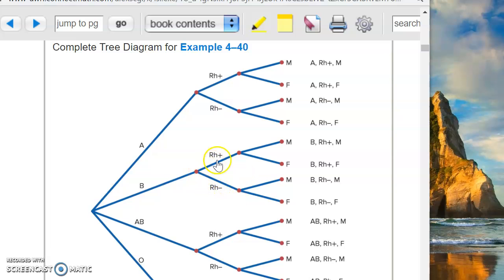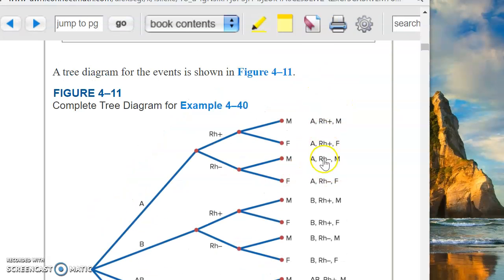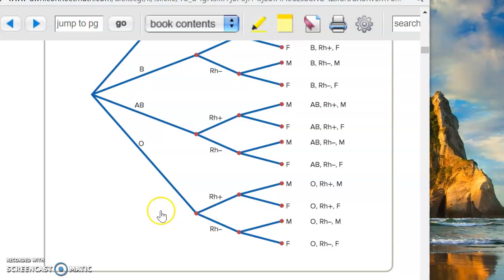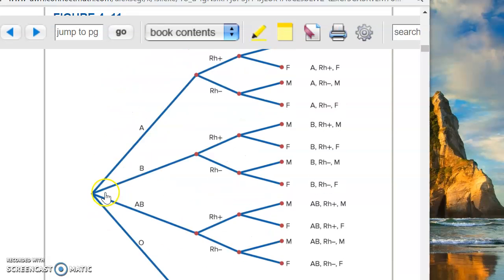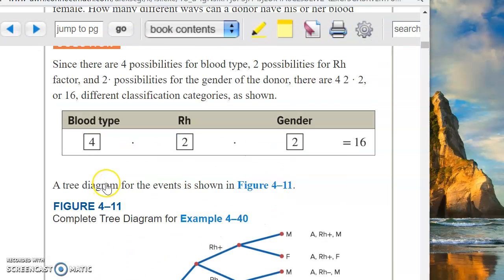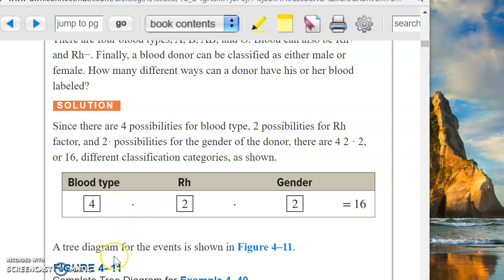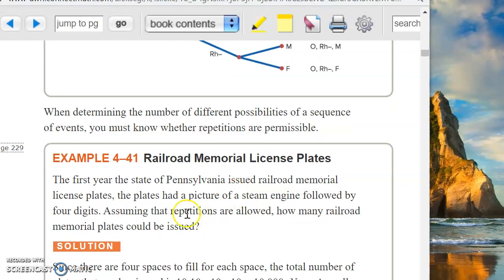Let's suppose we go down Rh positive. Well, now we have another path we have to choose, male or female. So as you can see, these are all the possibilities, which would be very tedious to write all out and then have to count them. It's much easier to just know this fundamental rule, which says you multiply these together. So I hope that helps you understand that.